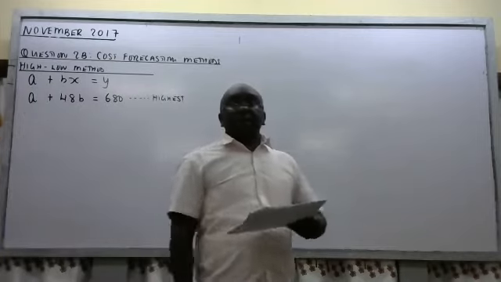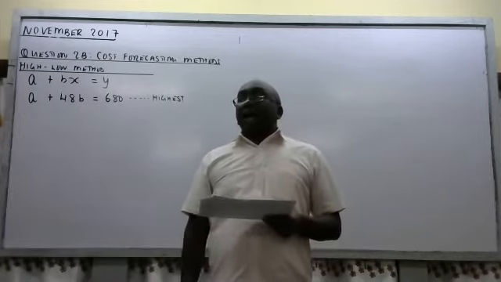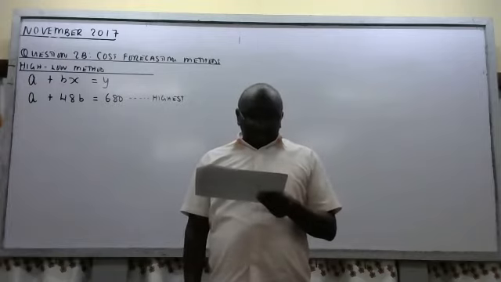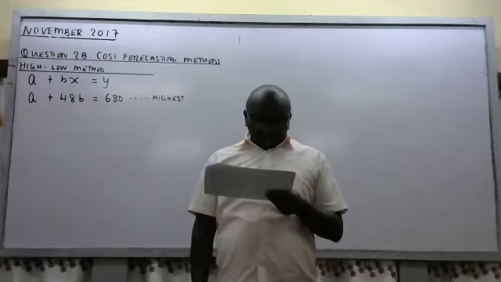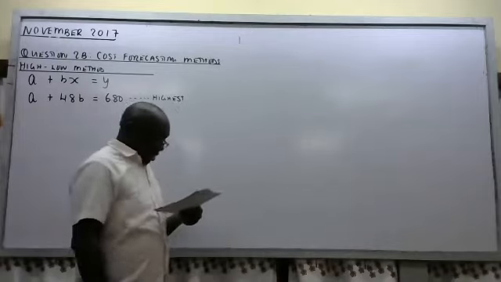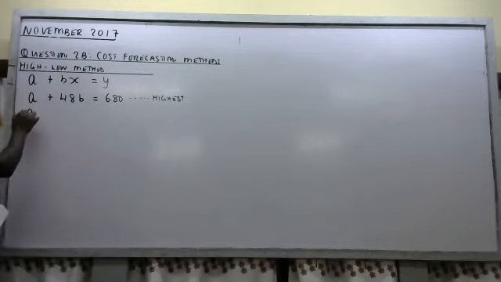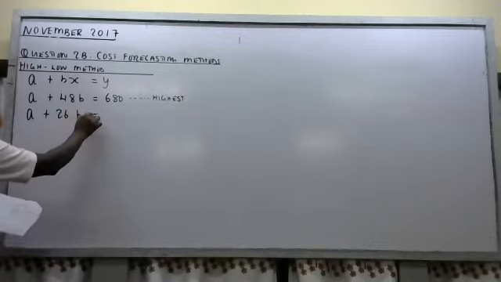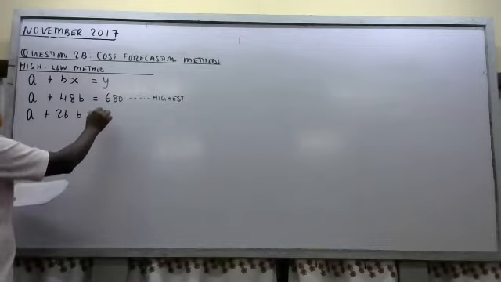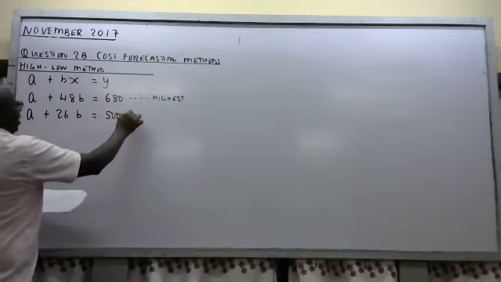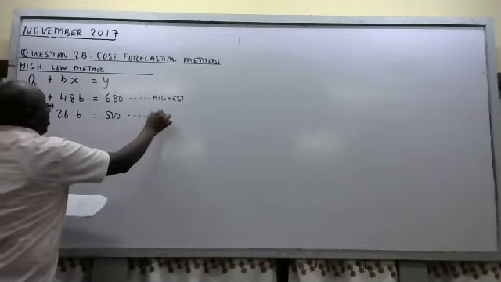Then you go again and scan the lowest. The lowest is 26. And they happen to be two of them. So a plus 26b is equal to 500. And this is the lowest.